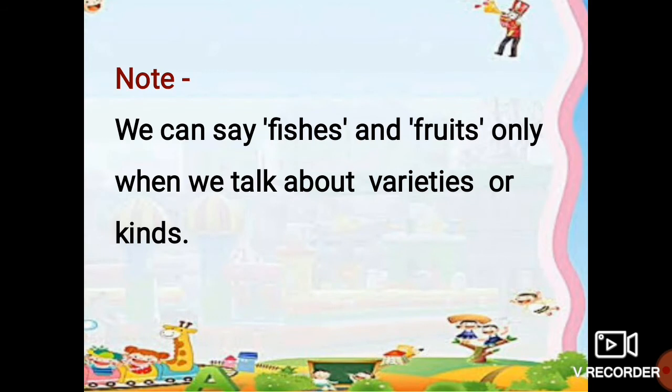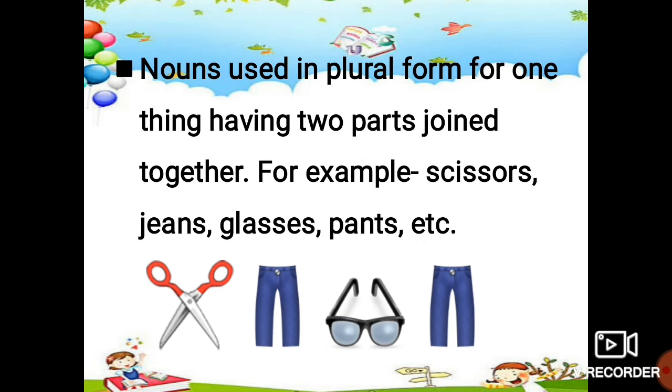Note. So students, you have to keep this note in your mind. We can say fishes and fruits only when we talk about varieties or kinds. Next, nouns used in plural form for one thing having two parts joined together. It means that the nouns can be used in the plural form for one thing, and that one thing is having two parts, and those two parts are joined together. For example, scissors, jeans, glasses, pants, etc.